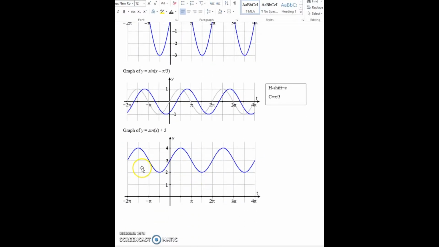A vertical shift will just shift upward if the value d is positive, or downward if negative. Pretty simple right there. Now, you can start on practice problem 1 and I'll pause the video.